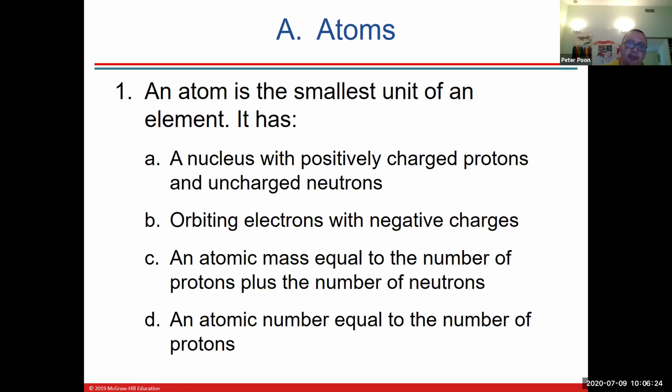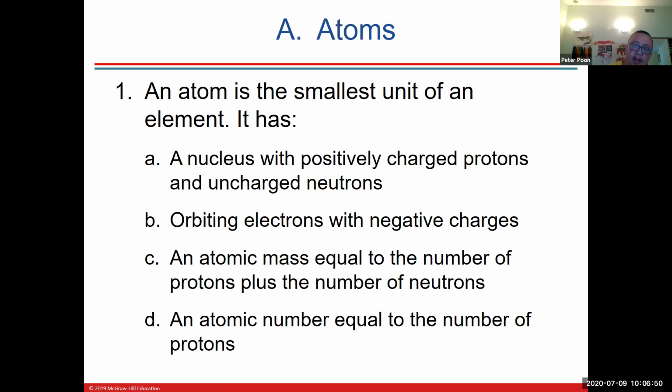So an atom is the smallest unit of an element. It has a nucleus with positively charged protons and uncharged neutrons. And then we have electrons that orbit, and electrons have negative charges. Electrons, for the purposes of this class, do not have any mass. So the atomic mass is simply equal to the number of protons plus the number of neutrons.